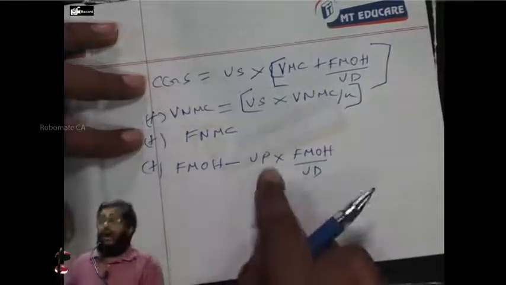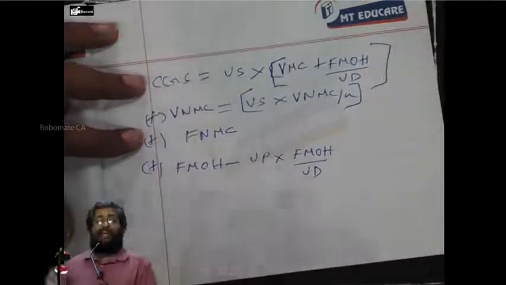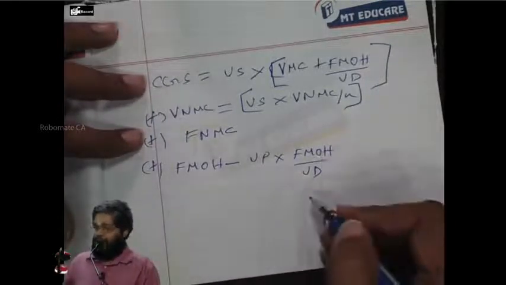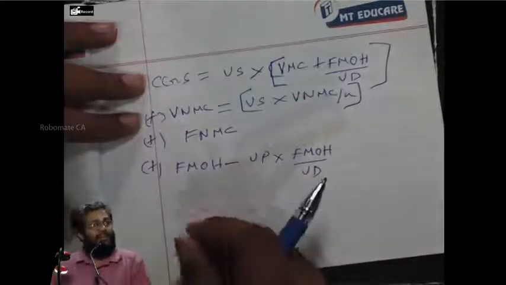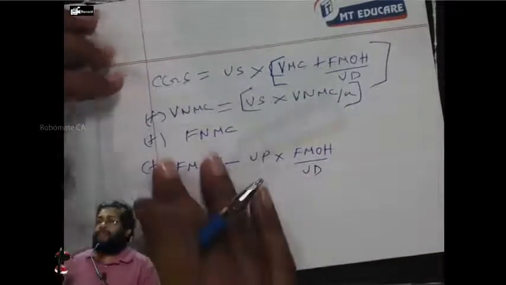Yes or no? Now, how many units I produce? Every unit will be charged how much? Yeah, the absorption rate. What absorption rate? FMOS divided by UD. Should I repeat? Can I proceed?